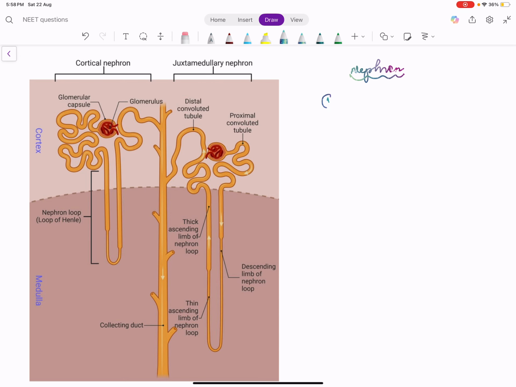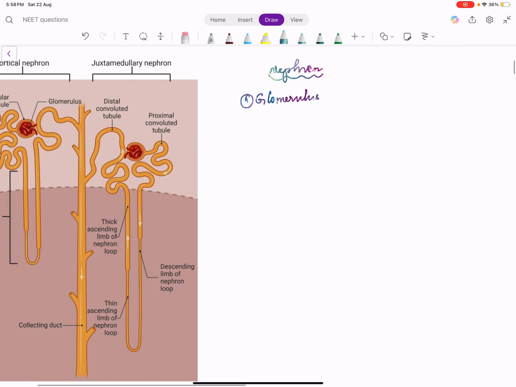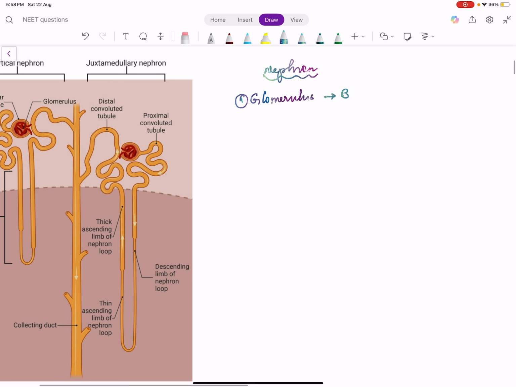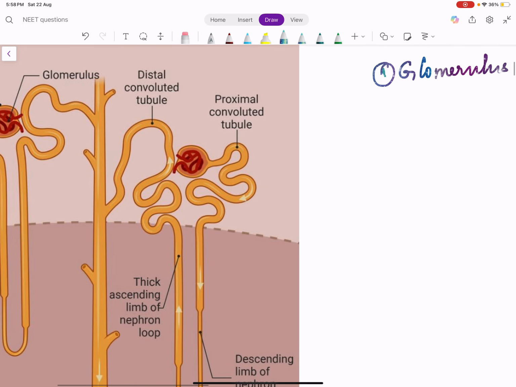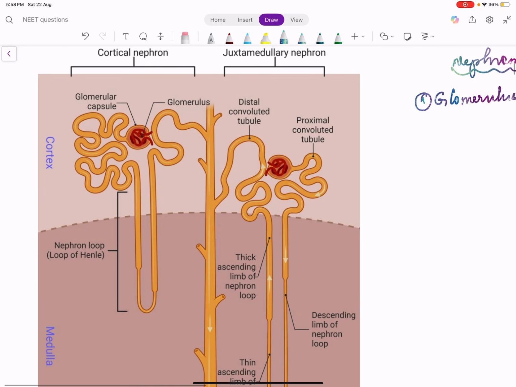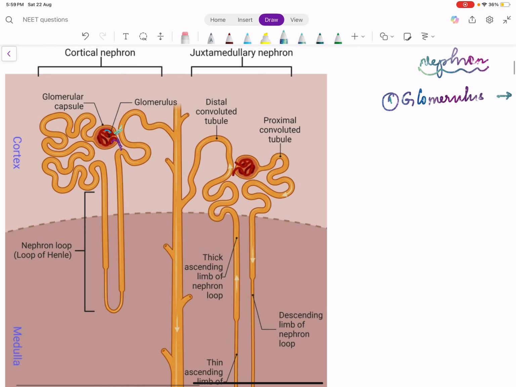Just to know what structures are present, the main structure is the glomerulus. Glomerulus is nothing but blood vessel. The blood vessel supplying the kidney will divide into multiple small capillaries in the glomerulus. So we have the afferent arteriole, which divides into the glomerular capillaries, and finally it unites to form the efferent arteriole. So the afferent and the efferent arteriole. This entire glomerulus is present in a cup-like structure called Bowman's capsule, which we know. Bowman's capsule then leads on to the tubules.